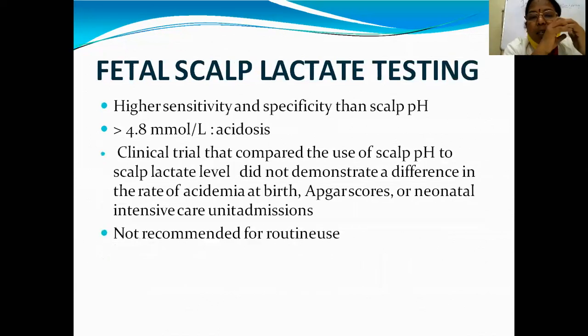The other one is fetal scalp lactate testing. These are all advanced methods, and in our country we are not using them very regularly, though in some hospitals in each state we are doing this. But in Western countries they are following all these things, because here in our country we go for more liberal cesarean sections.